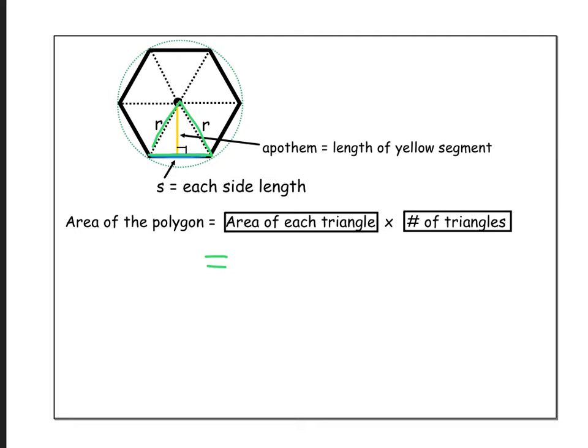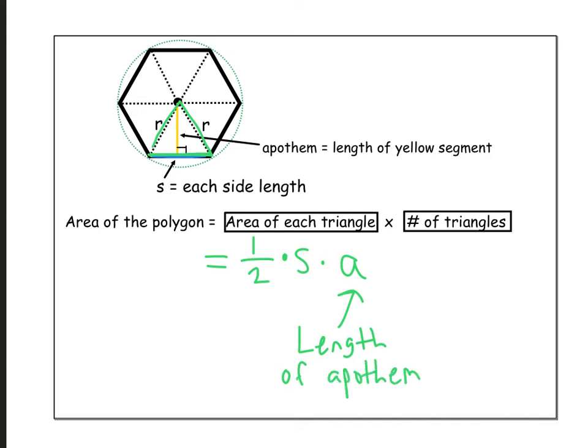The area of each triangle, again, is 1/2 base times height. Now in this case, the base of the triangle is that S value, whatever the side length of the polygon is. And the height is this new thing we're calling the apothem. I'm going to abbreviate that with A, the length of the apothem. And then times the number of triangles, which we'll call N. In this case it would be 6. The number of sides of the polygon equals the number of triangles as well. So 1/2 S times A times N.